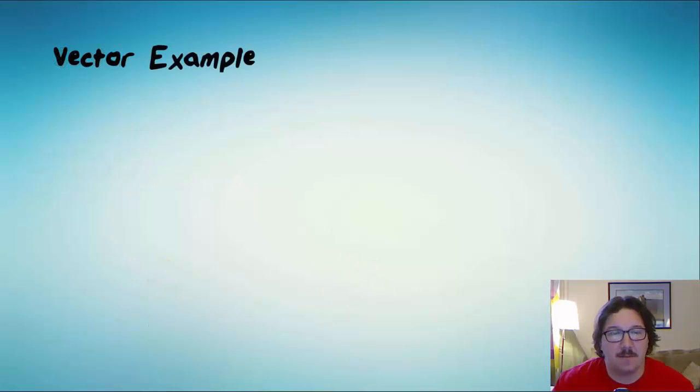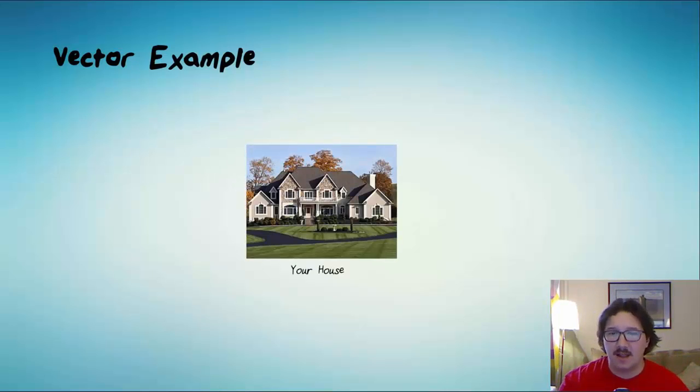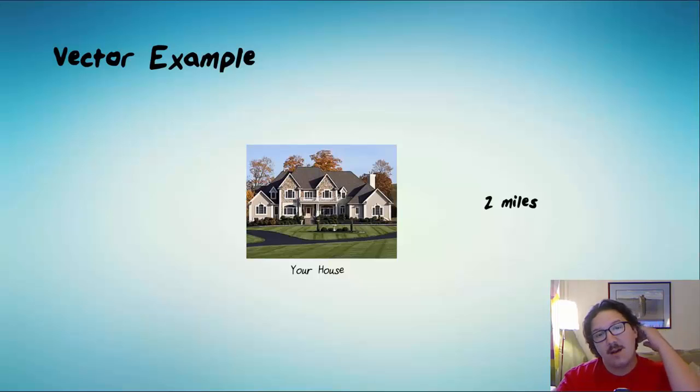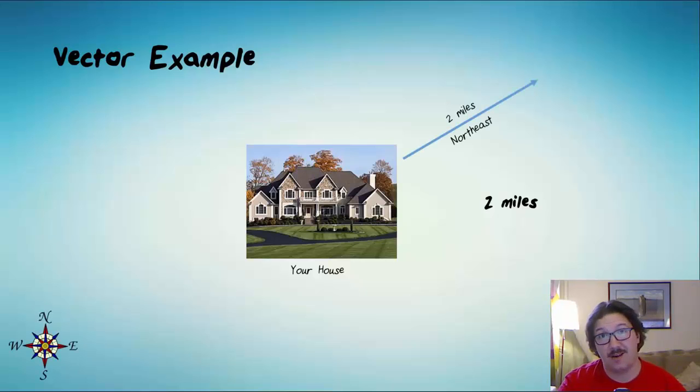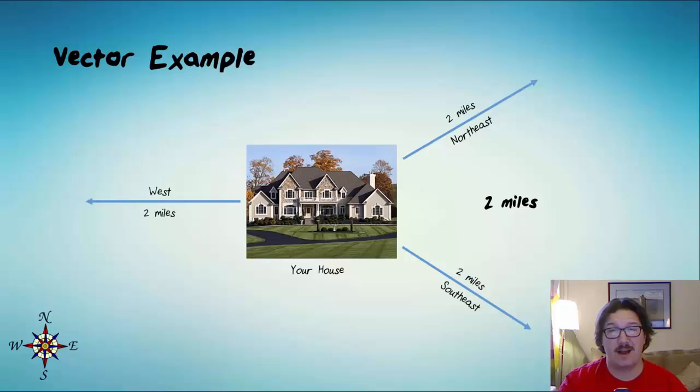Okay, let's move on to vectors. Here's an example of a vector quantity. So let's say this is your house, a very lovely house, I might add, and you want to describe to me where the school is in relationship to your house. And you tell me that the school is 2 miles away. And that's helpful information. But the school could be 2 miles northeast of your house, or 2 miles southeast of your house, or 2 miles west of your house. And so I don't really know where the school is. I don't have enough information.